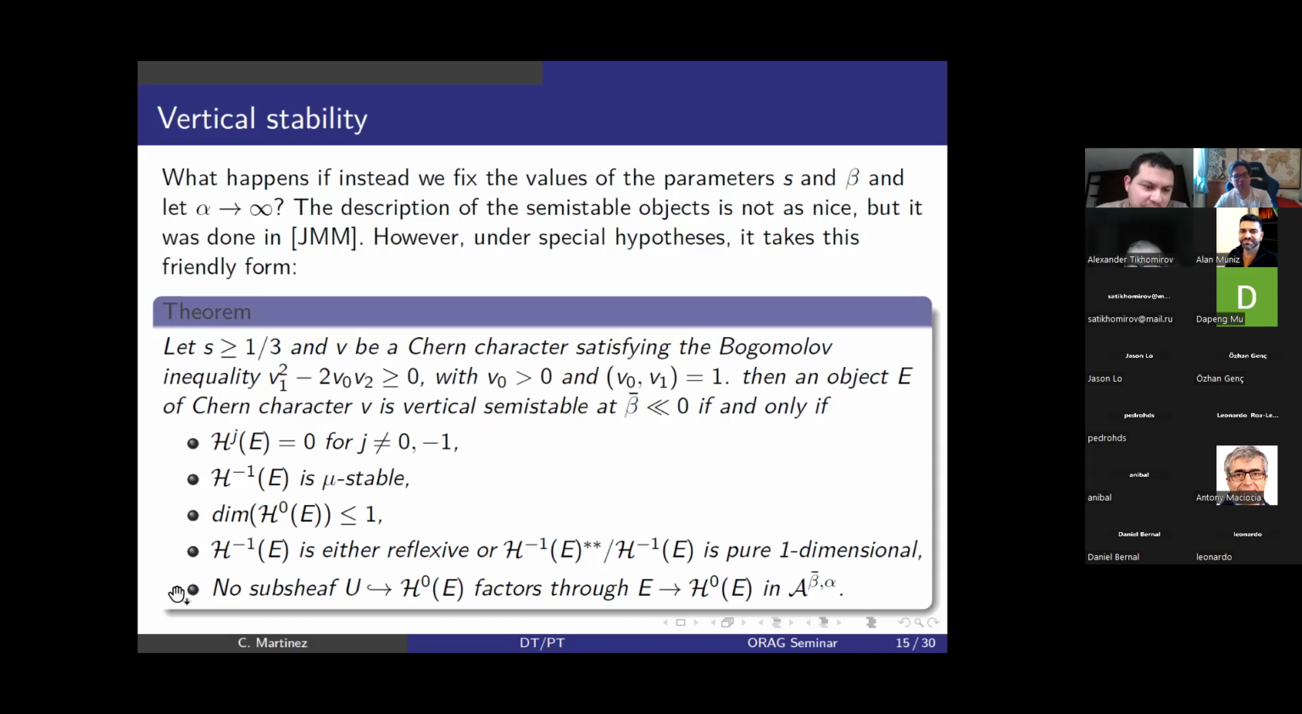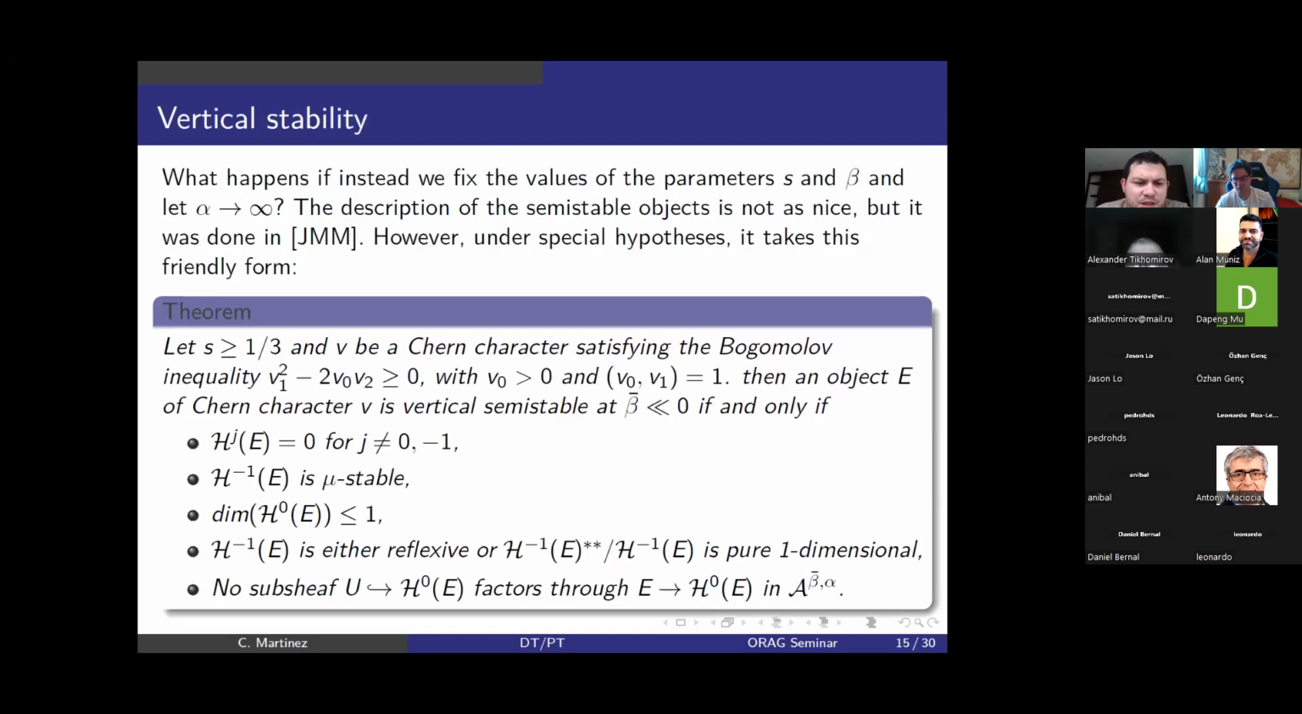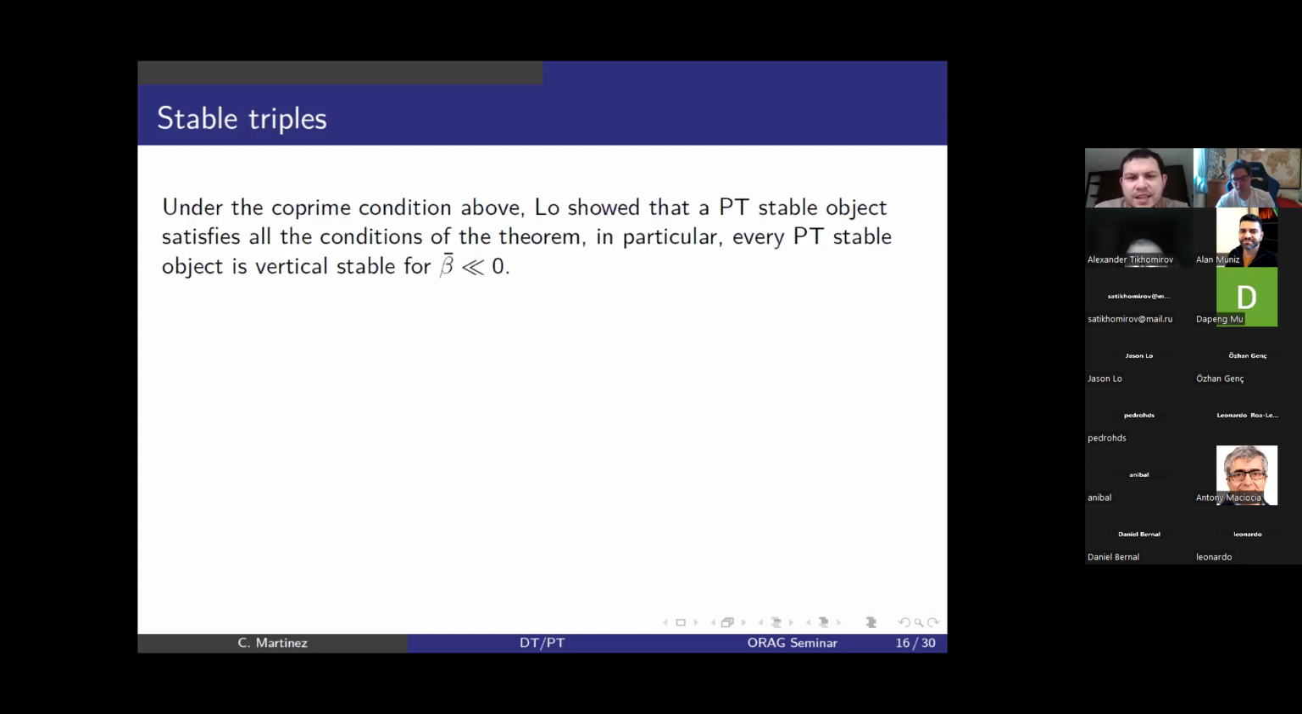Then I actually can describe somehow what the objects that are stable in the limit are like. And you see, this may look a little weird, all these conditions together. However, it motivates us to introduce this notion of stable triples. And I like this because under this coprime condition, Law has shown that a PT stable object, in the sense of Bayer, satisfies all the conditions of this theorem. That means that every PT stable object under these conditions for beta very negative is also vertical stable.